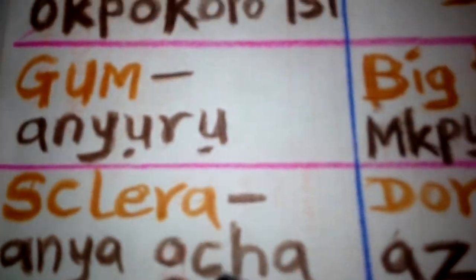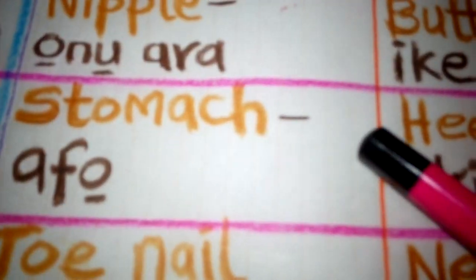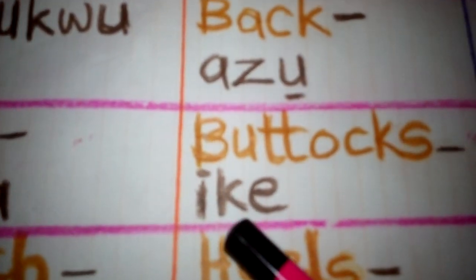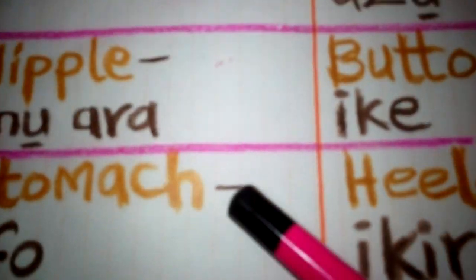Sclera. Sclera is anya ocha. Anya ocha is the white part of the eyes here. The white part is called anya ocha.